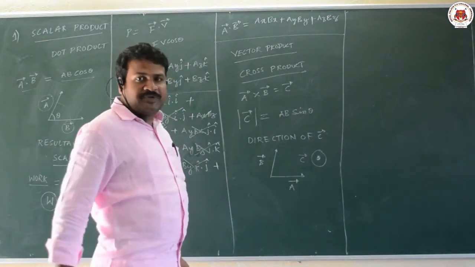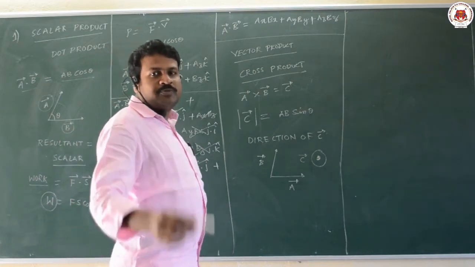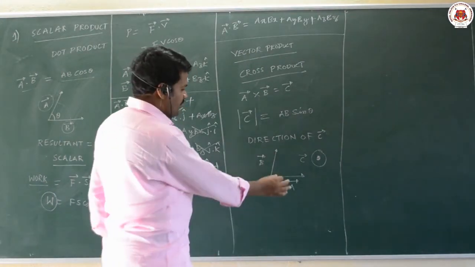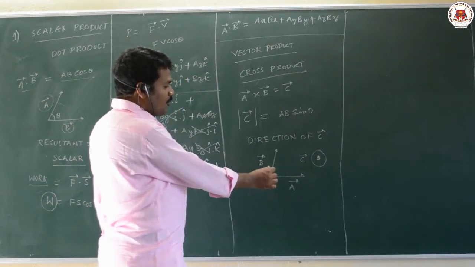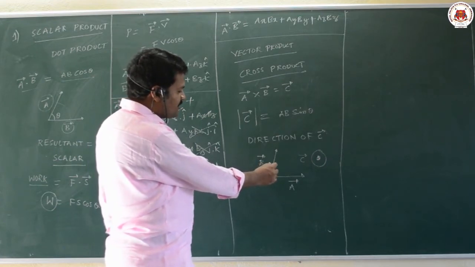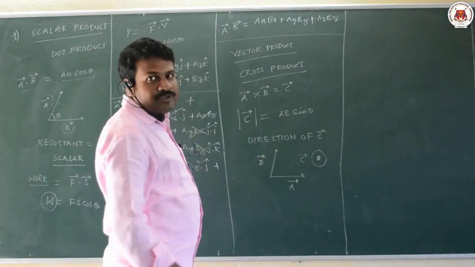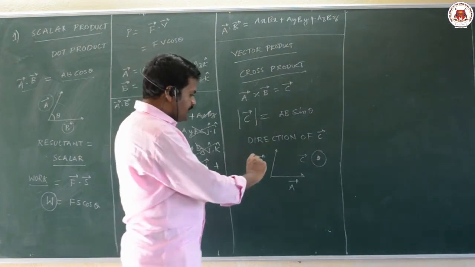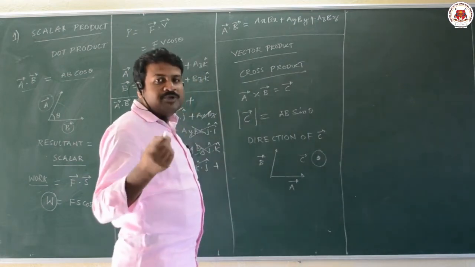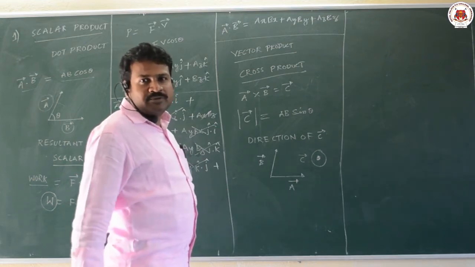Or if you feel difficult to apply this, you can apply one more rule. Take a screw or take your pen. Assume it as screw. Keep that screw perpendicular to the vectors and roll it in the direction of product. Product is A bar cross B bar, like this. So this is the direction. The screw is coming out. Suppose if you do B bar cross A bar, screw is entering inside. That means A bar cross B bar is not equal to B bar cross A bar. Okay, magnitude of A bar cross B bar is equal to B bar cross A bar.